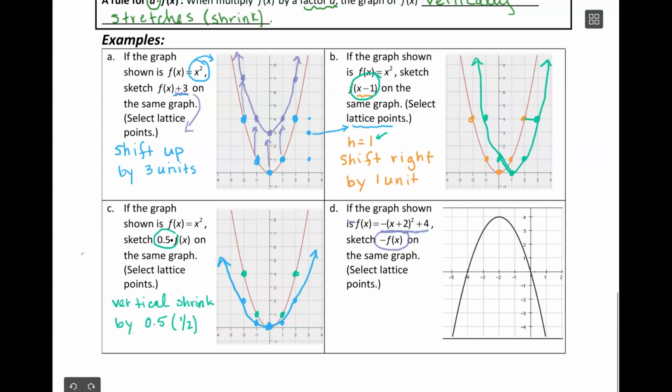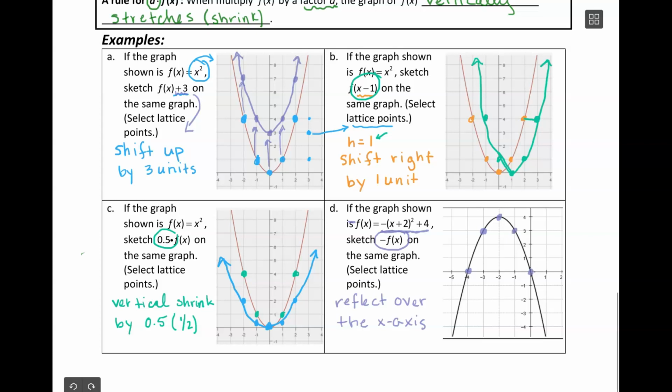So what did a negative do to our function? Remember, the rule is to reflect over the x-axis. So every single point is just going to flip over the x-axis. This isn't as hard as I thought. So I'm going to find some good points. I've got a good point here and here and here. Those are all intersecting those lattice points. Those are my 5 points.